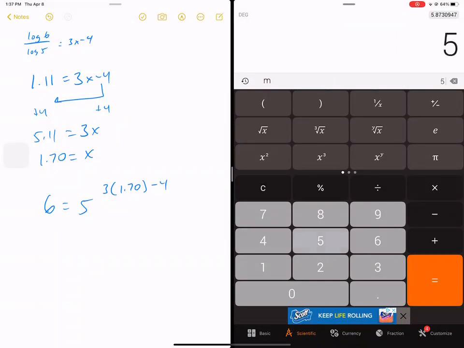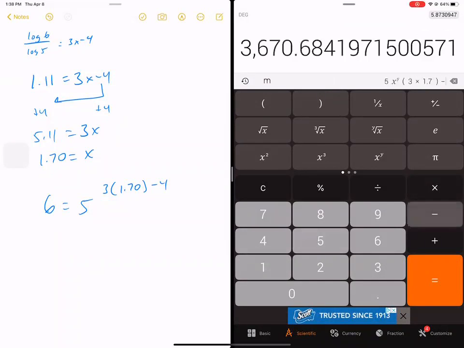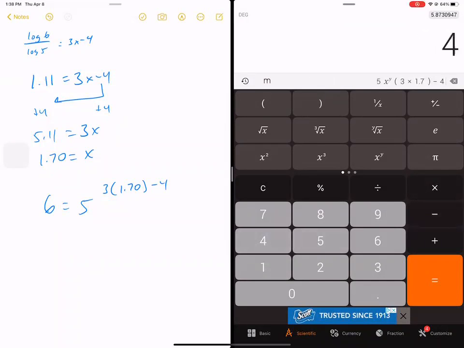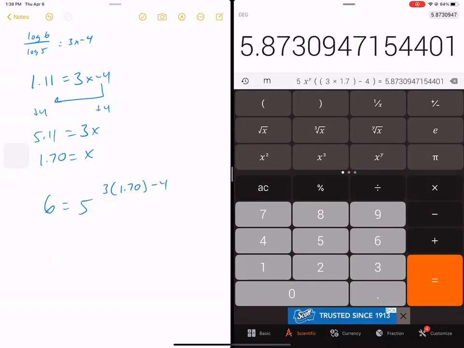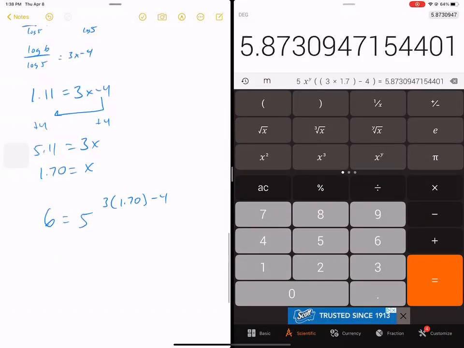Let's try that one more time. 5 exponent, did I make a mistake someplace? Parentheses, 3 times 1.7, close parentheses, minus 4. Oh, darn it. I should do the double parentheses. Let's try it again. Last time. 5 exponent, let's do a double parentheses, 3 times 1.7, close parentheses, minus 4. Oh no. Let me think.